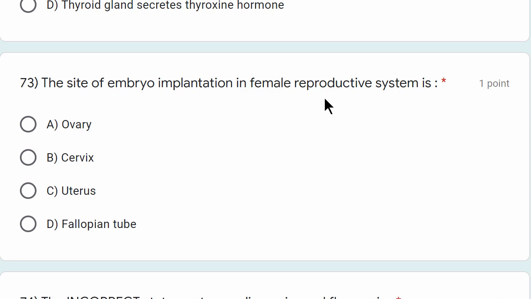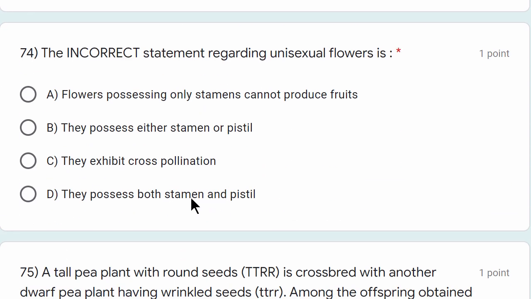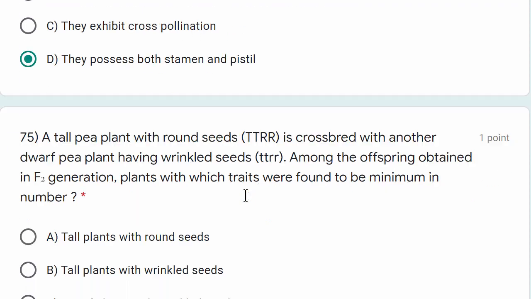Next, where does embryo implantation happen in female reproductive system? So the correct answer here is uterus is where implantation happens. The incorrect statement about unisexual flowers. Unisexual flowers means they will not have both stamen and pistil. So this one is the correct answer. It's the incorrect statement. They don't possess both.